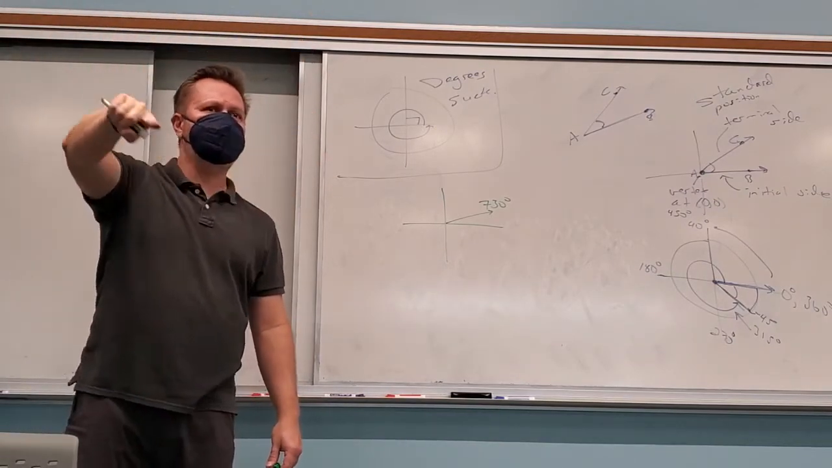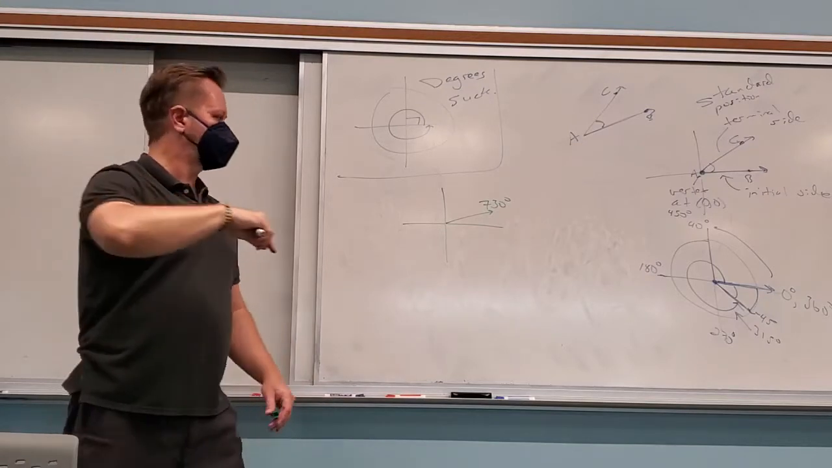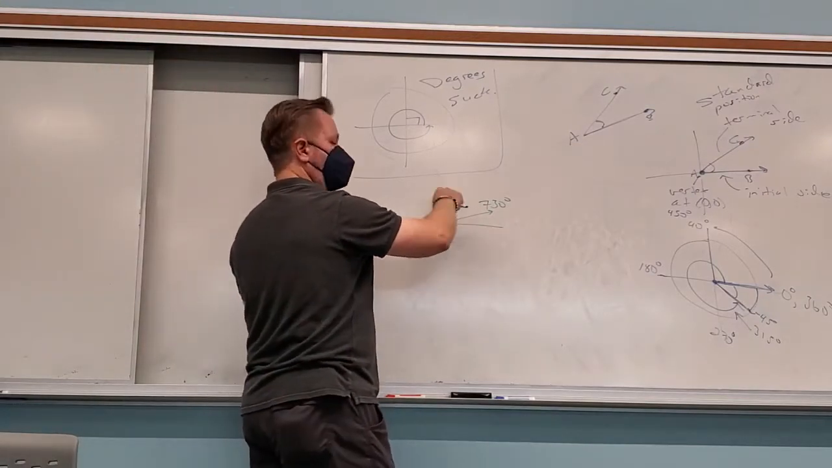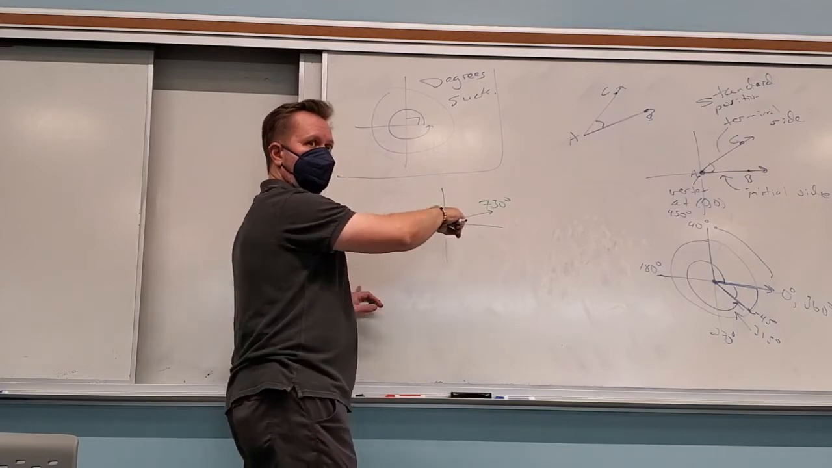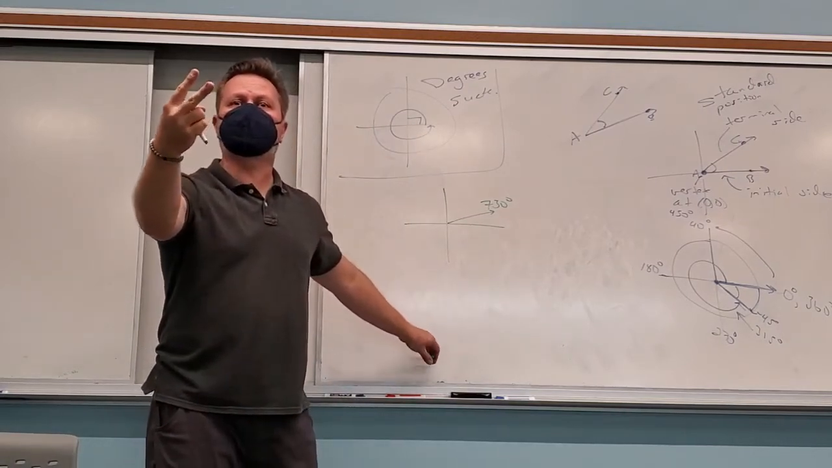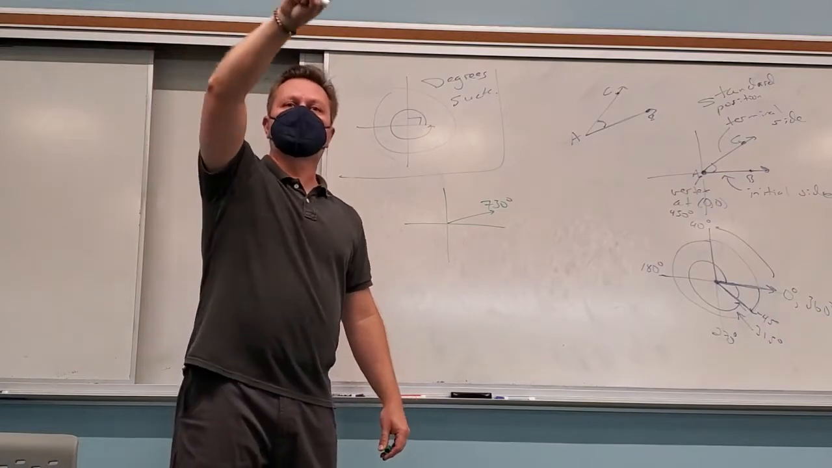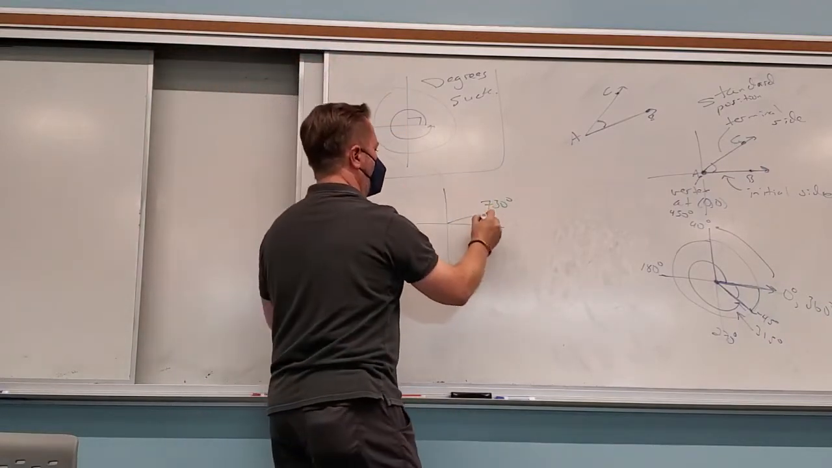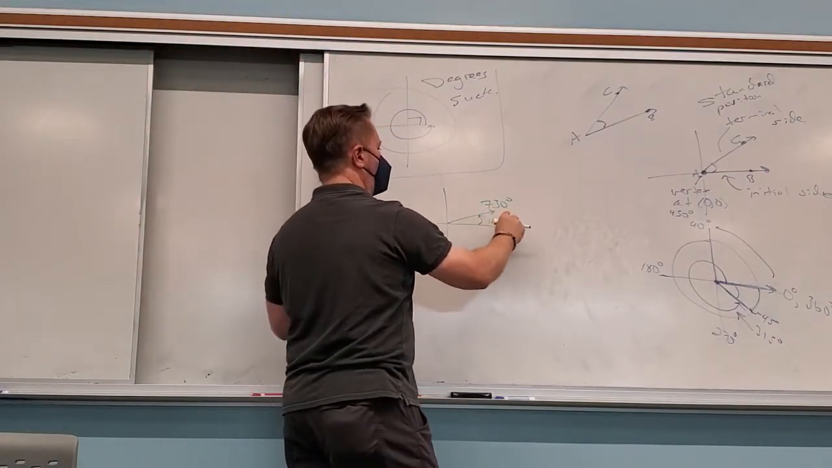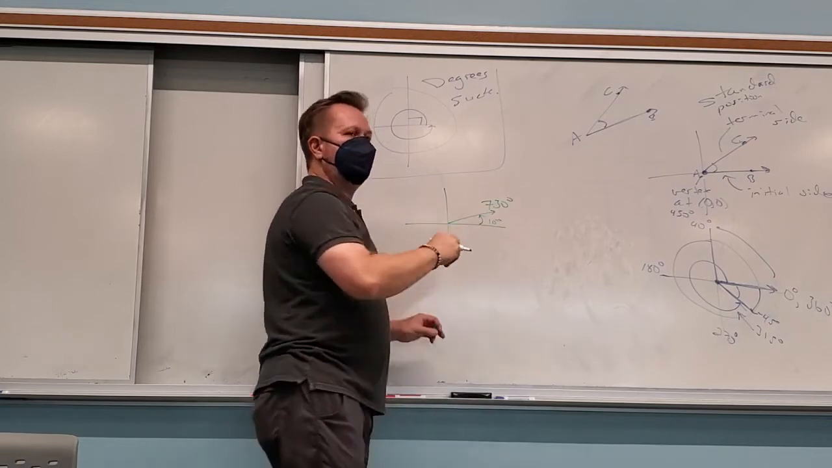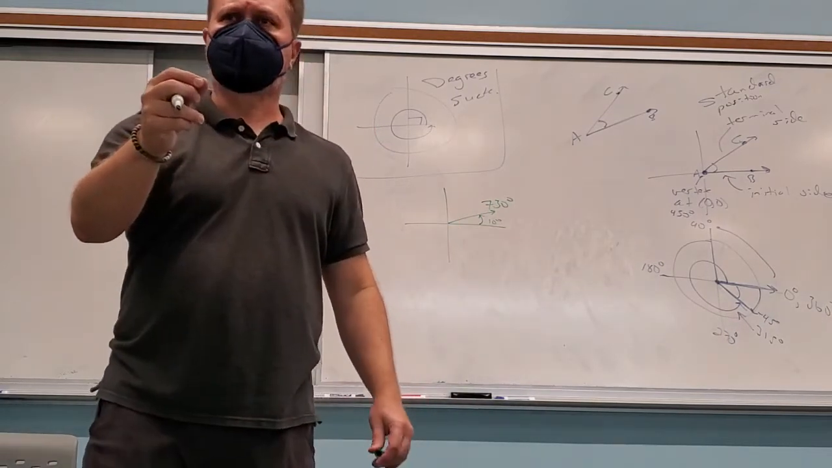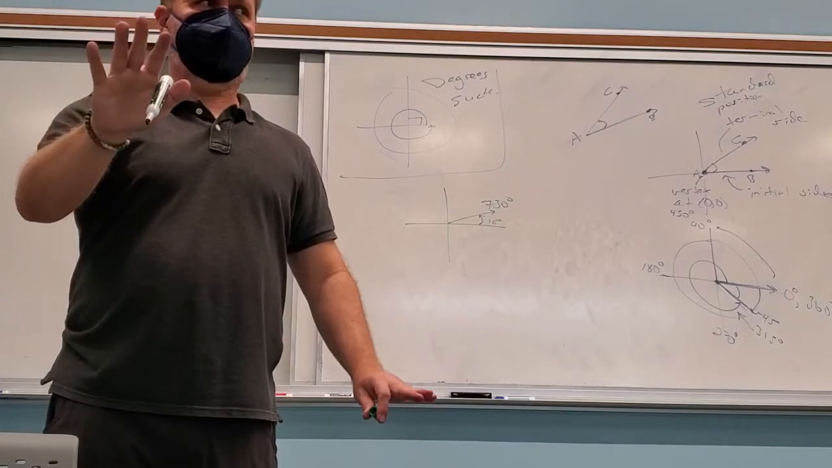360. So how many of those did I do, plus a little more? 2. I did 2 rotations. One rotation is 360. What's 2 rotations? 720. So how much past that did I go? 10. So 730 degrees and 10 degrees are the same.